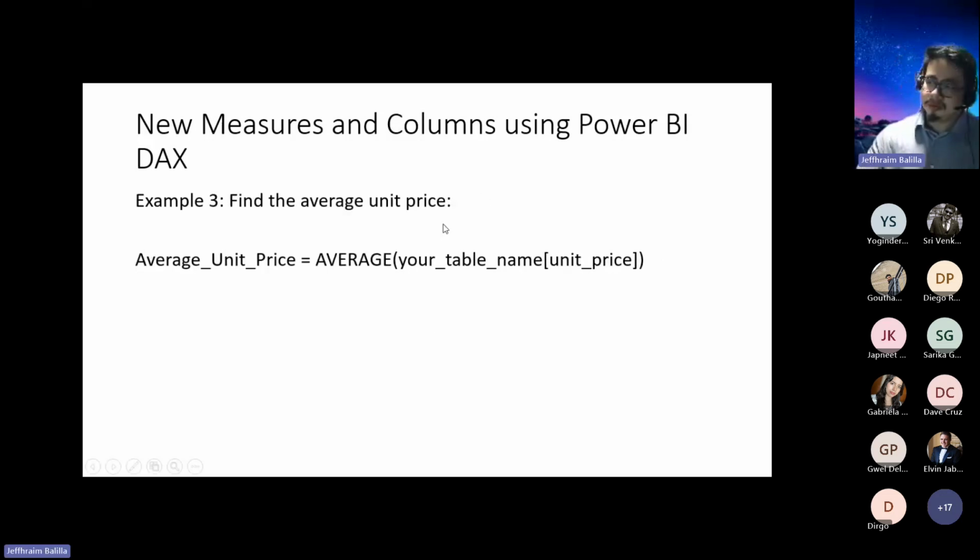We can get the average. This is the most typical statistic that's being asked for or reported. So here, it's just the same framework. You have the measure name on the left, you have the function average, you have the table name, and you have the column name.